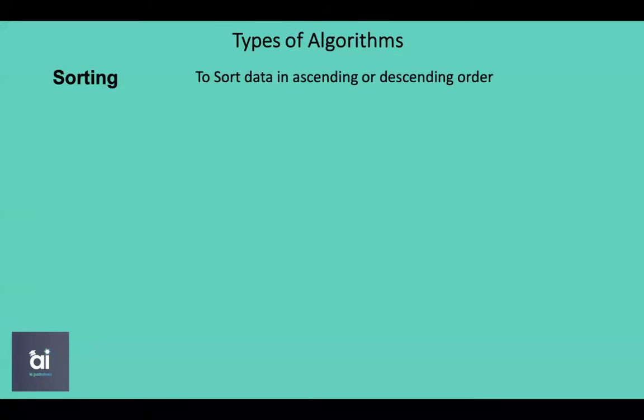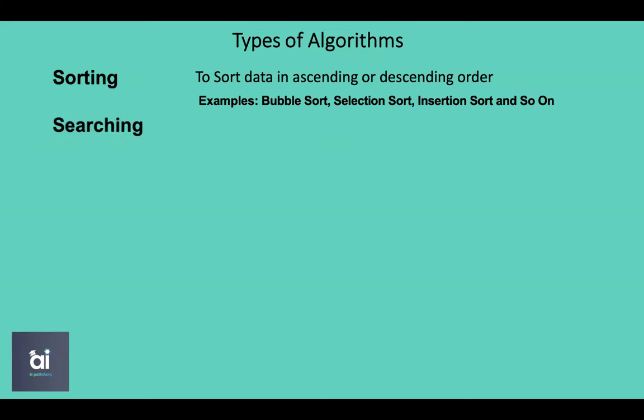Sorting algorithms are used to store data in ascending or descending order. Examples of sorting algorithms can be bubble sort, selection sort, insertion sort, and so on. So we are going to talk about them in different sections.